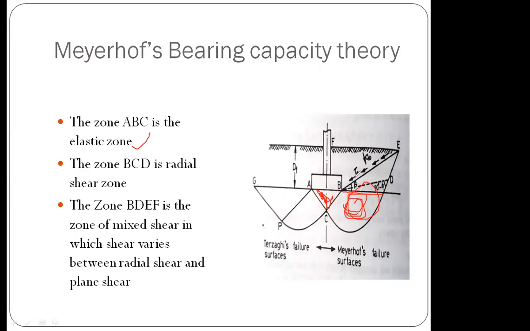The backfill portion, the soil portion, is called the mixed shear zone. It is mixed between radial shear and plane shear zone. If you remember, there was only a radial shear zone and passive zone in Terzaghi's theory, but here it is a mixed zone. The backfill portion is mixed with the radial shear and plane shear.